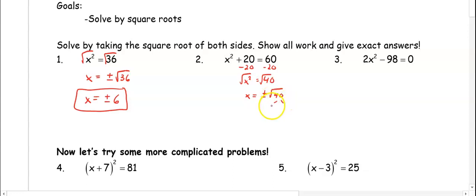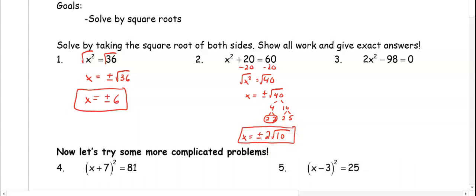So two numbers that multiply to 40 are 4 and 10. Two numbers that multiply to 4 are 2 and 2. Two numbers that multiply to 10 are 2 and 5. So we have x equals plus or minus. We have a pair of 2's that goes out front. Left over, we have a 2 and a 5, which multiplies to 10.